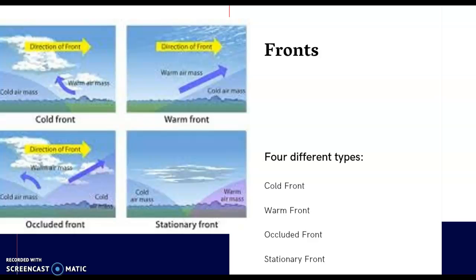An occluded front is formed when a warm air mass is caught between 2 cold air masses. The temperature usually drops, and this type of front can bring strong winds and lots of precipitation.